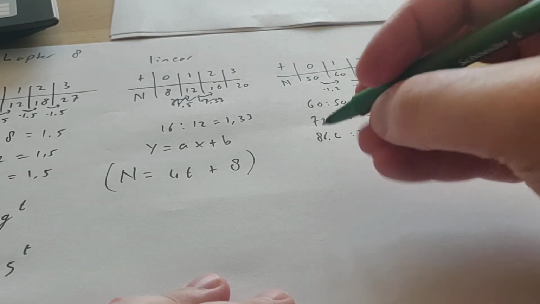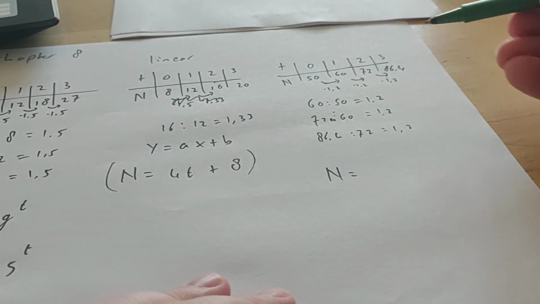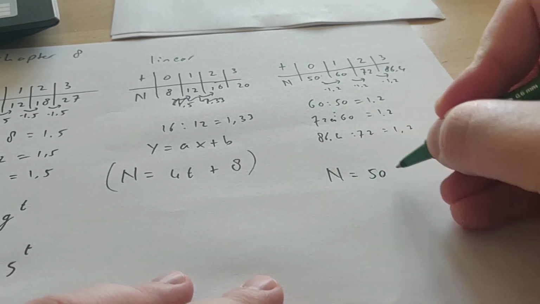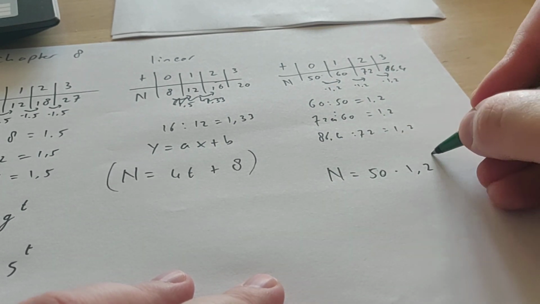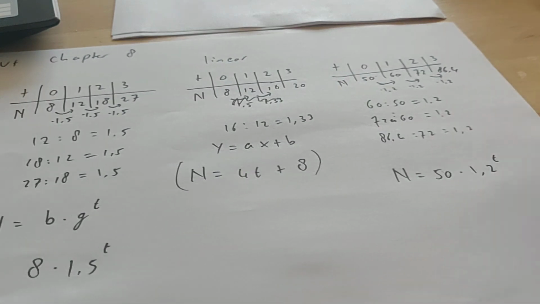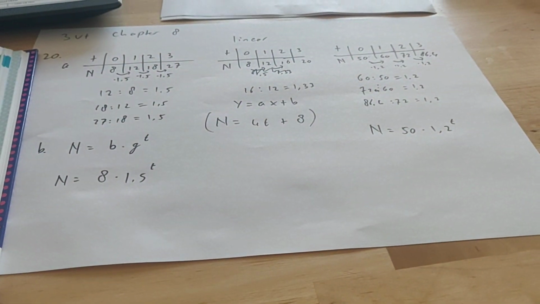And then we have this table. Here we have n equals, the starting value is 50, and the growth factor is 1.2 to the power of t. So this is the whole exercise. Thank you for watching.